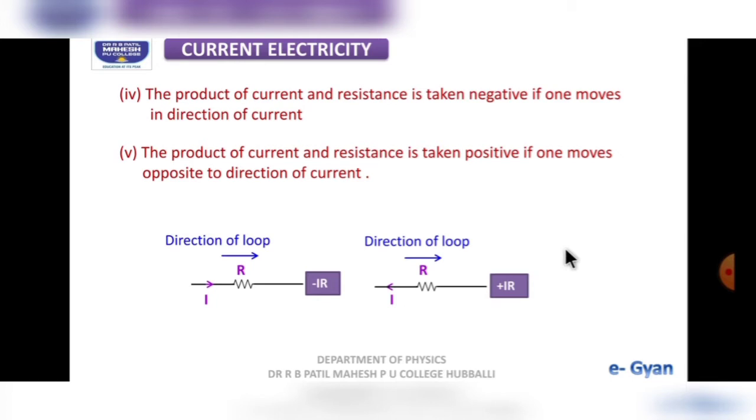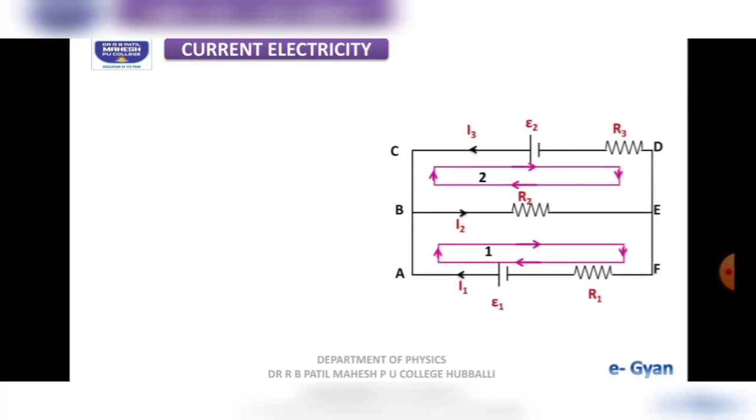Keeping all these points in mind, let us try to apply Kirchhoff's loop rule for a given circuit. Here we have two loops, one is the lower one, the second one is the upper one. Let us apply Kirchhoff's loop rule for loop 1, that is A, B, E, F, A.